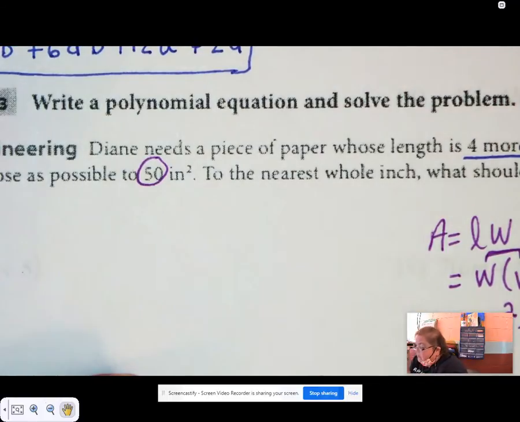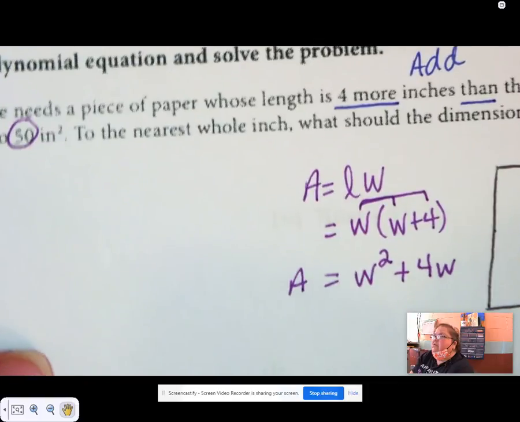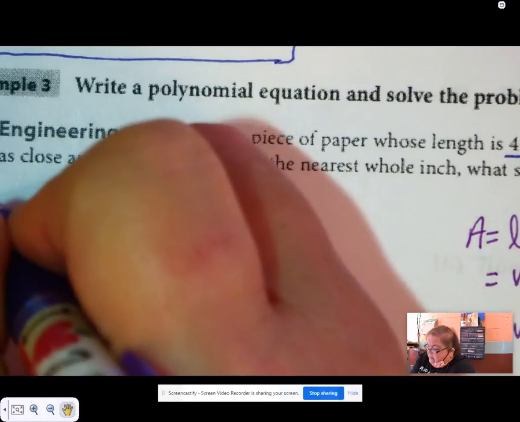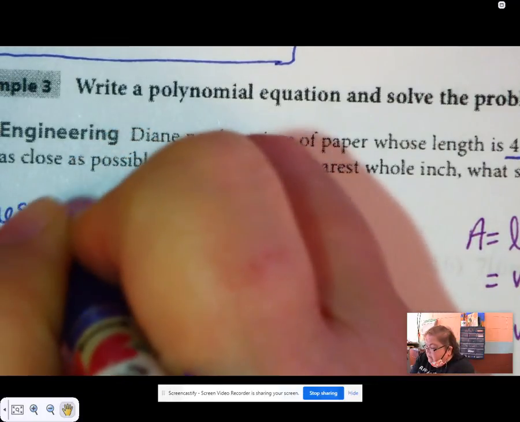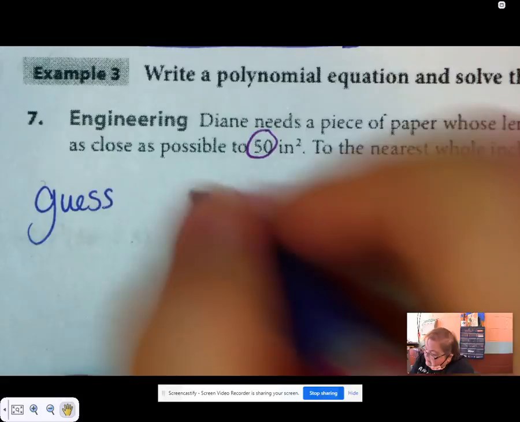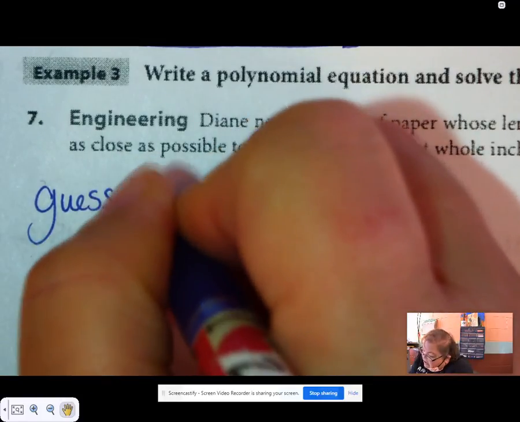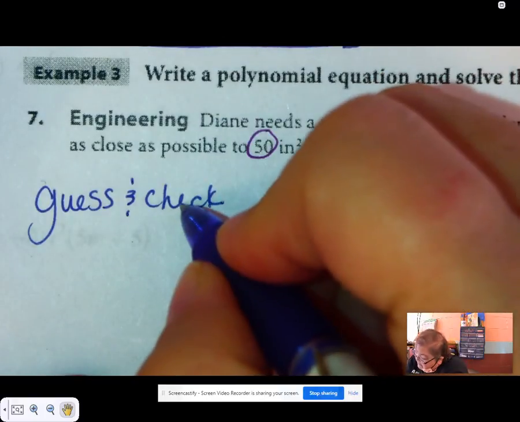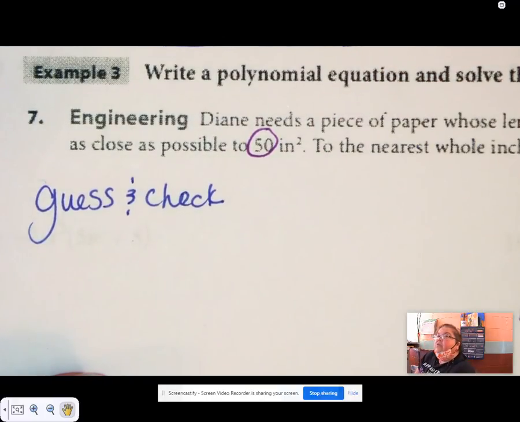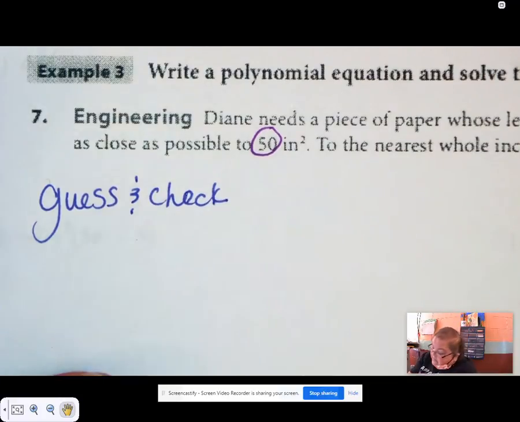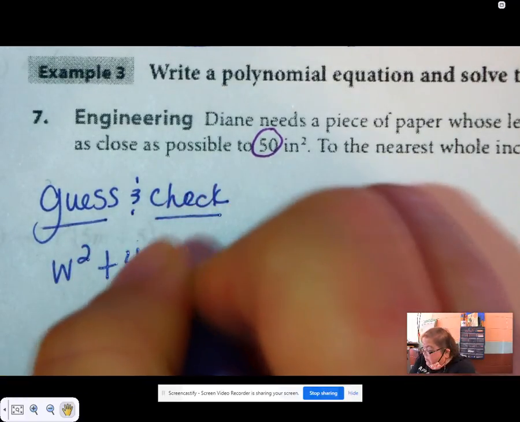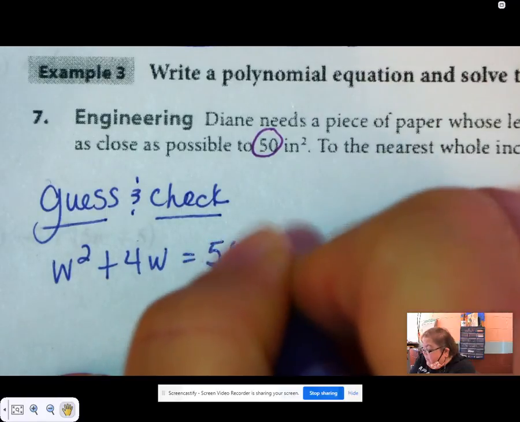50. So we're going to use what we used to call back in the dinosaur days when I was in high school. We called it guess and check. Because we didn't have these fancy calculators back in the day. So we're going to guess and check. Here's what I need to happen. I need W squared plus 4W to equal as close to 50 as I can get it.